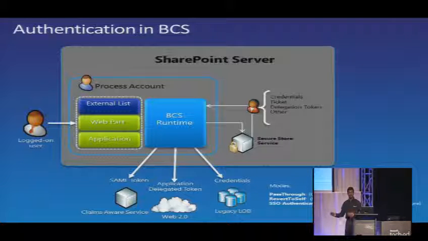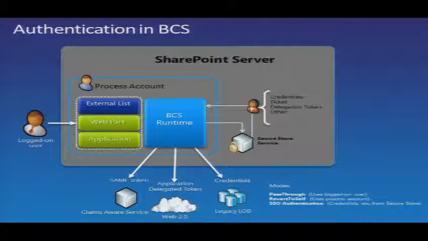If there is a SecureStore service configured, then it goes to the SecureStore service. It creates the ticket and the delegation and the tokens that it wants to connect to, and then it gives the token back, and then the BCS runtime connects to the external data source, bringing the data back. So it's pretty simple in terms of what you really want. If you just want to know what it does, this is a simple diagram, but there are a lot of things going on inside. Probably I can take a session on authentication itself, but this is a very simple diagram.